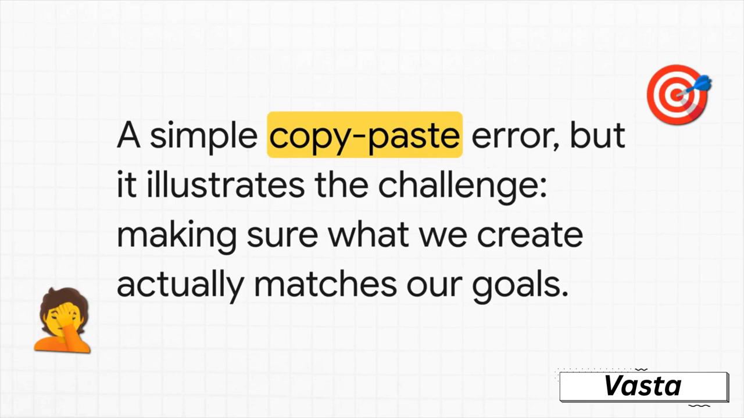Okay, so clearly someone just made a copy-paste error. No big deal, right? But think about it. This document is now fundamentally misaligned. The label on the box doesn't match what's inside. And this silly little mistake perfectly captures the heart of the alignment problem, making absolutely sure that the instructions we give a system lead to the outcome we actually want.